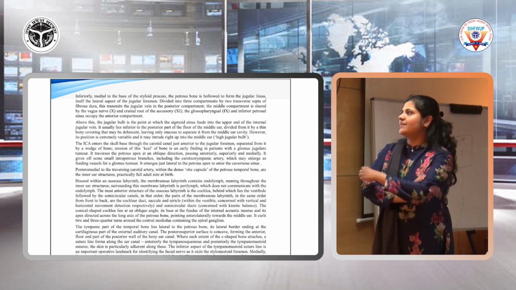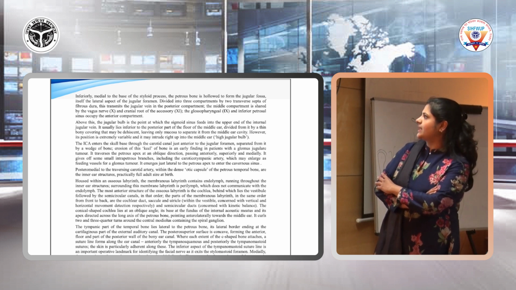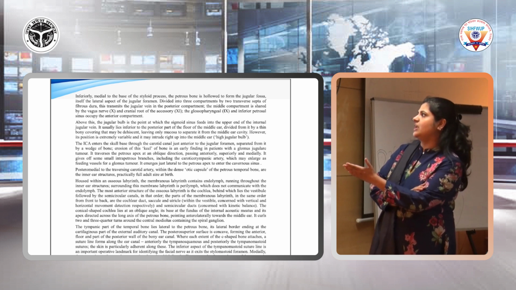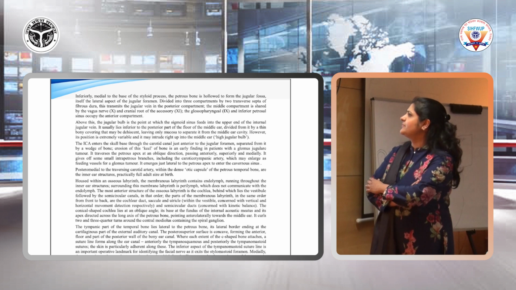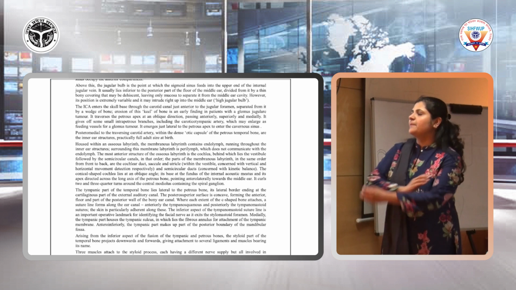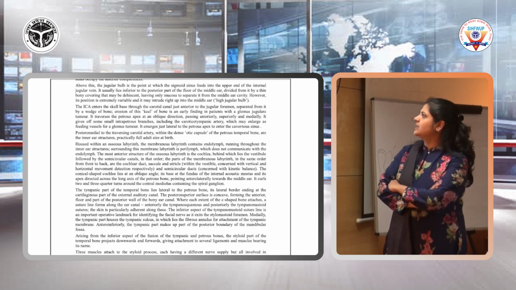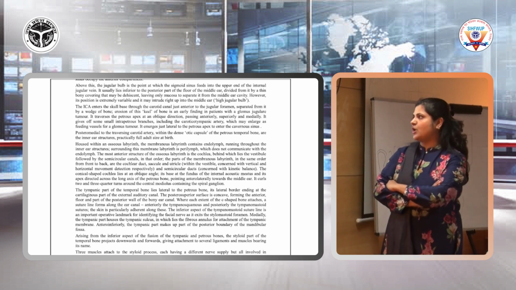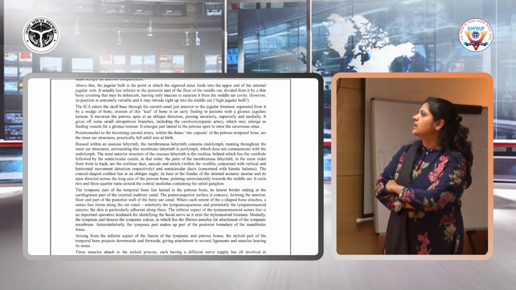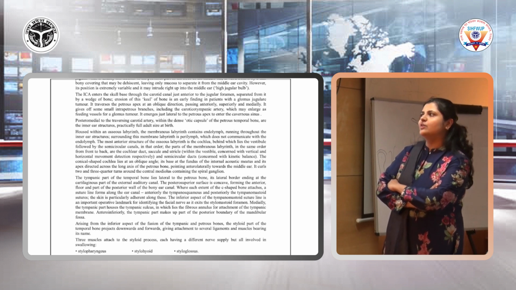The internal carotid artery enters the skull base through the carotid canal just anterior to the jugular foramen, separated from it by a wedge of bone. The tympanic part of the temporal bone lies lateral to the petrous bone, its lateral border ending at the cartilaginous part of the external auditory canal. Its posterosuperior surface is concave, forming the anterior floor and part of the posterior wall of the bony ear canal.